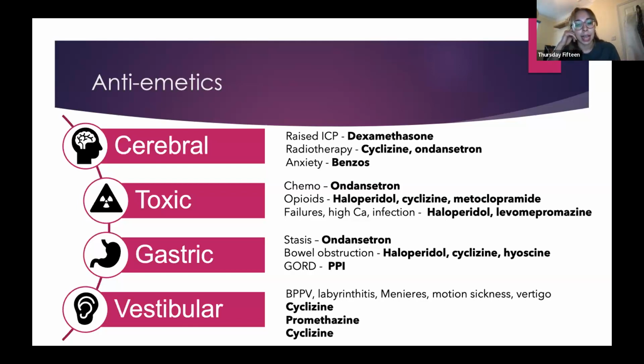And then nausea caused by esophagitis, you can just manage well with a PPI. That's generally caused by radiotherapy or using NSAIDs. Vestibular nausea, that's nausea that's described as worse on movement, so that can be like BPPV, labyrinthitis, Meniere's, and then we use the antihistamines for that, so promethazine, but cyclizine is also really good, so good that I've written it twice. Look at that.